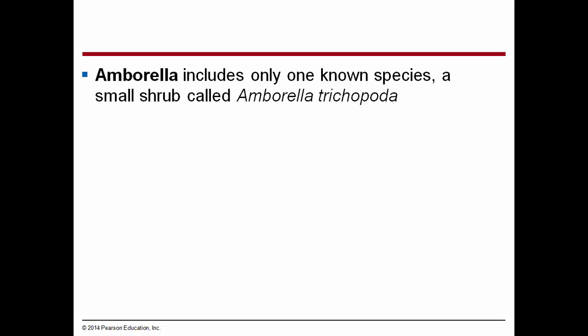Ambarella includes only one known species, a small shrub called Ambarella trichopoda, which is found in the South Pacific on the island of New Caledonia.